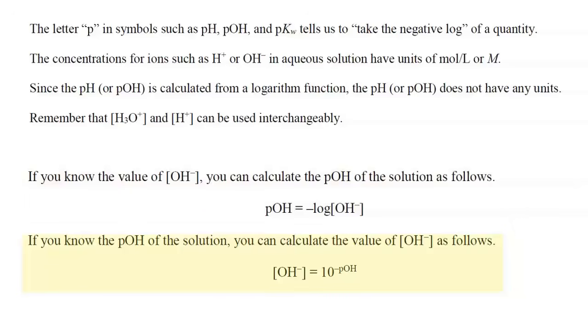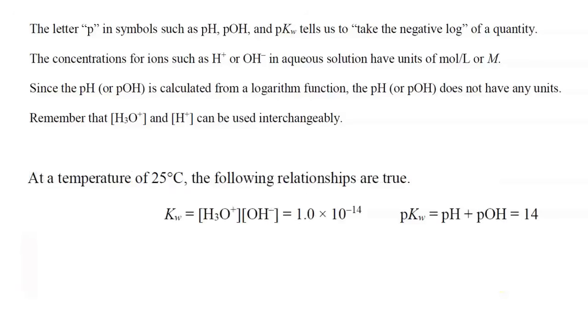The reverse, and this second equation is not listed on the equation sheet, is to take the number 10 and raise it to the negative pOH power. And if you do that operation, then you will get the concentration of the hydroxide ion. And we'll see plenty of examples in this packet of how to do all these calculations.